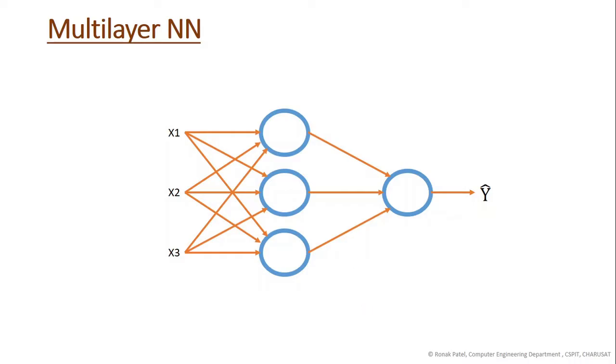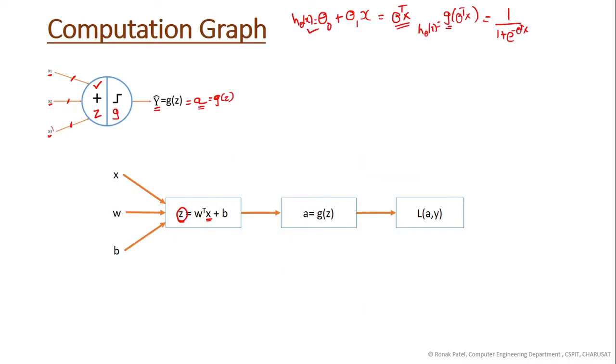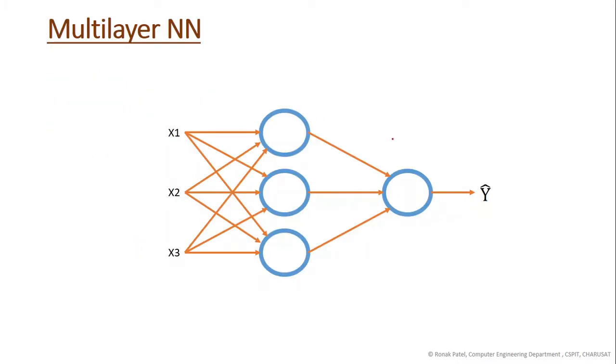Okay, now let's move to the multi-layer neural network. Previously we have only one neuron. Now let's move to the multi-layer neural network, right? So you can see this is now a network. So 1, 2, 3, total 4 layers I have.